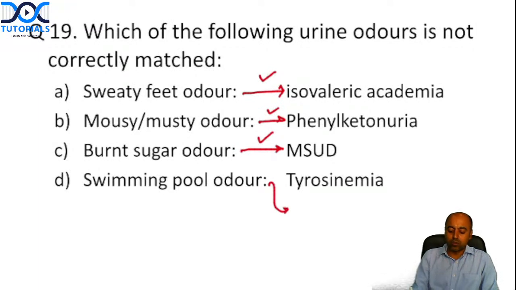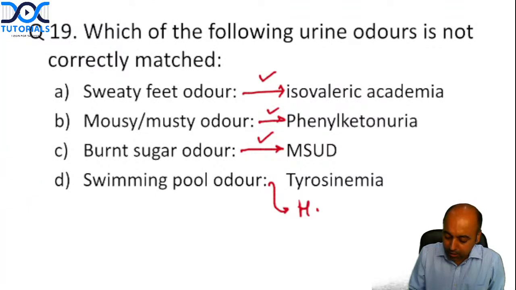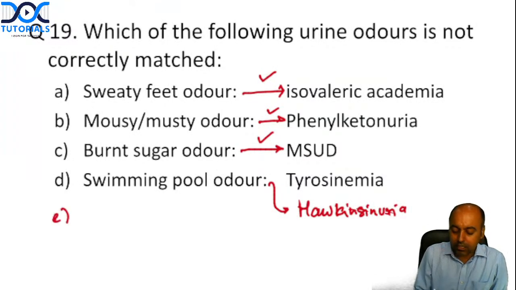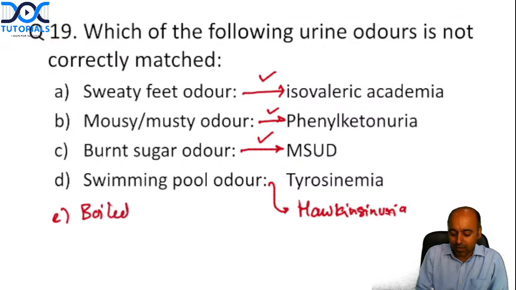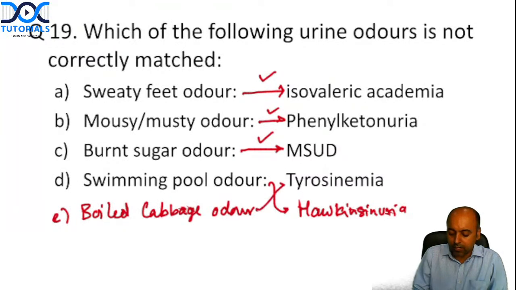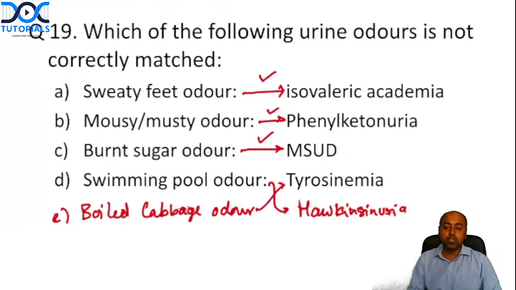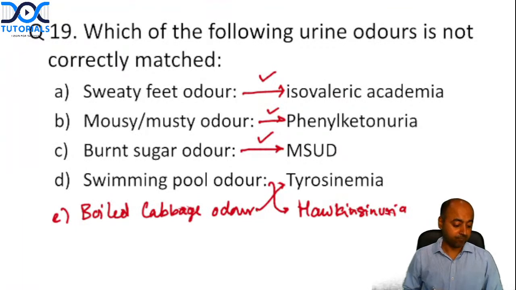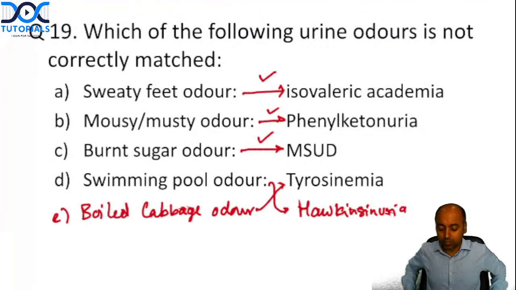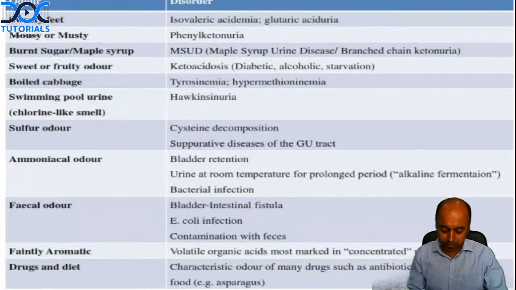Swimming pool odor is seen in the condition we just mentioned, that is Hawkinsinuria. Whereas in tyrosinemia, what we get to see is the boiled cabbage odor. Boiled cabbage odor is seen in tyrosinemia. Okay, so a quick look at some of the other conditions you should know.